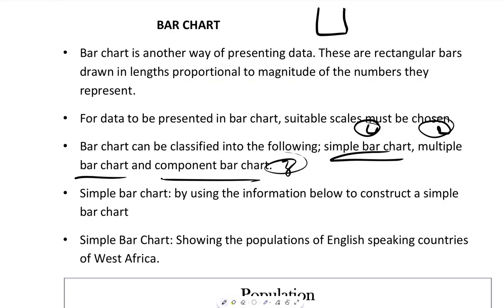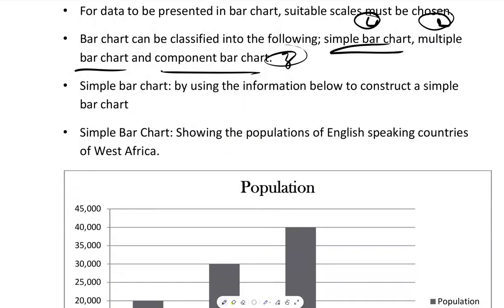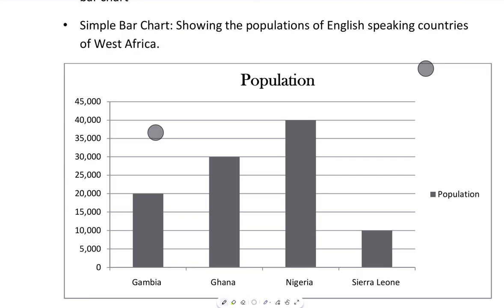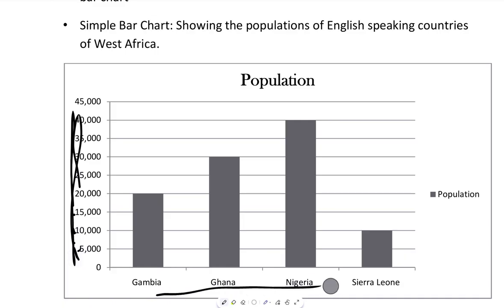All right. So now talking about the simple bar chart. Using the information below, we construct a simple bar chart. A simple bar chart is the one that most of us usually use. If you look at the diagram I have here, you see a simple bar chart showing the population of English-speaking countries in West Africa. This is the number, or you can call it the frequency, and this is your data.